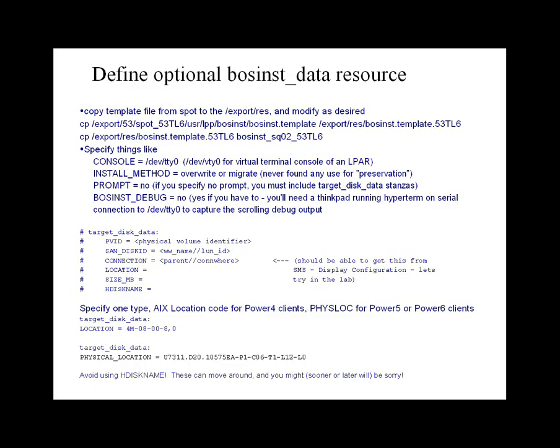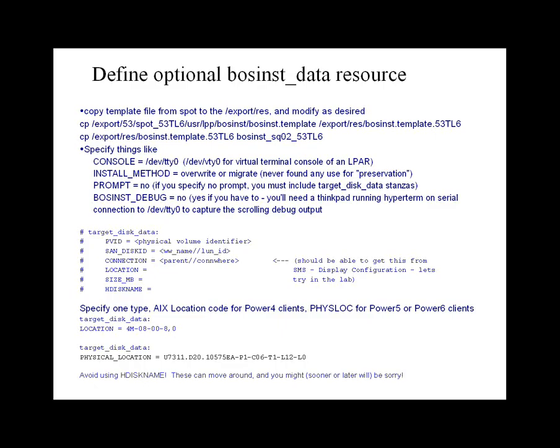Going no prompt, and then the sample target disk data stanza. You've got to fill that in there. PVID is a good identifier of a disk, if you know there's a PVID that's already been written on a disk. Location codes: SCSI location code used to be good through Power 4, but now on Power 5 and later, we want to use physical_location. We want to use physloc.